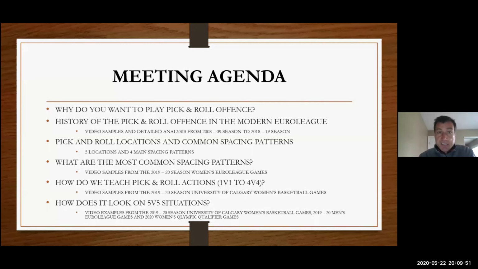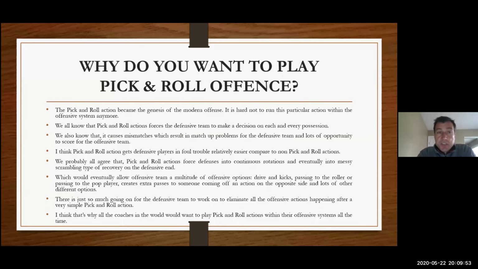Now, let's start with the question: why do we want to play pick and roll offense? We all know that the pick and roll action became the genesis of modern offense. It's really hard not to run this particular action within an offensive system anymore. Whatever level you are at, you are going to see a pick and roll action happen. Way back then, 20, 25, 30 years ago, we used to see pick and roll action happen in maybe the last 6 seconds, maybe the last 8 seconds. Now the whole thing has changed.